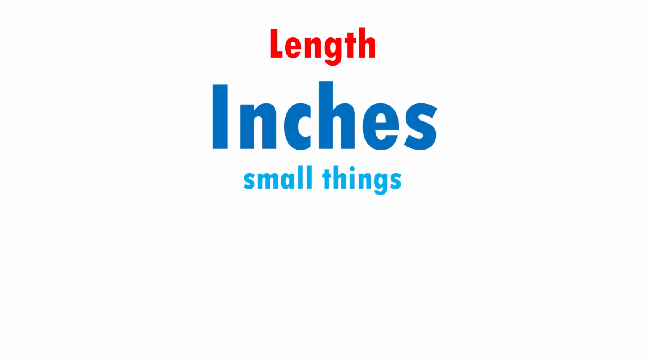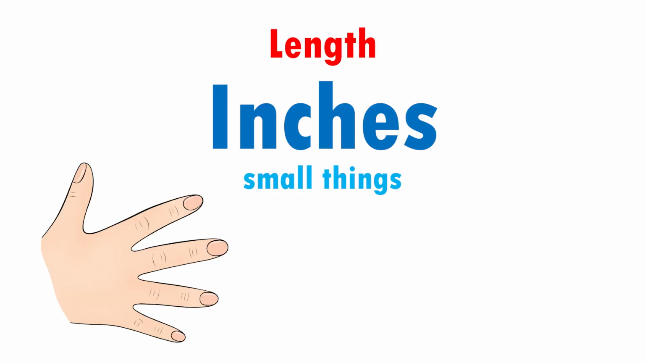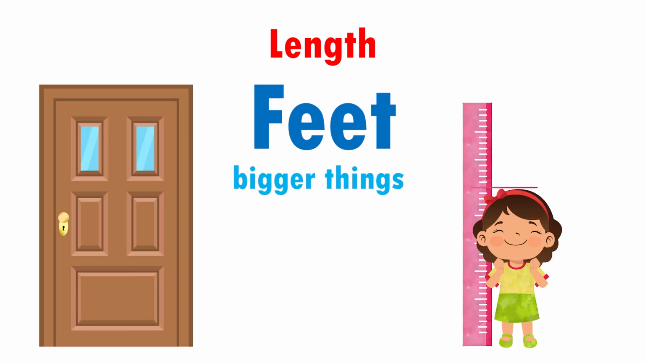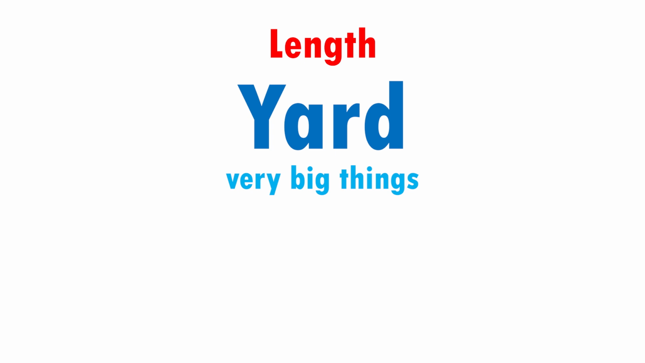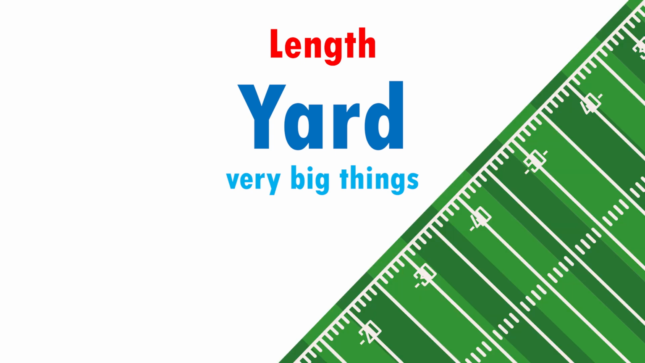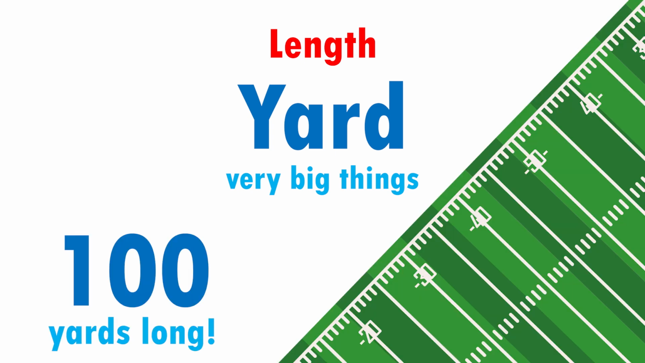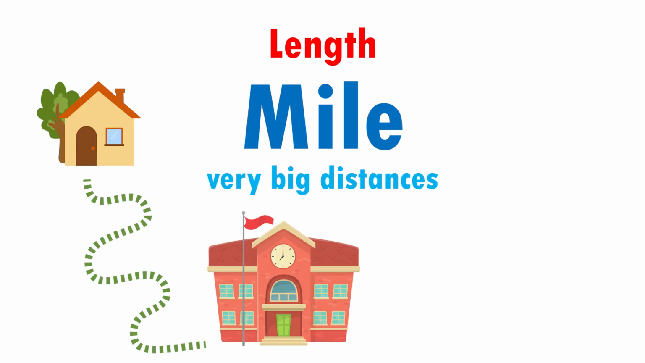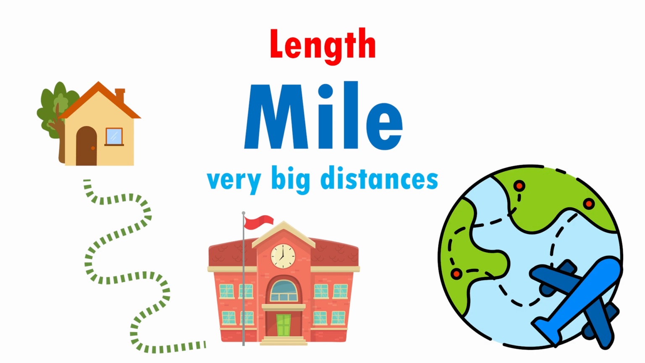Small things we measure in inches, like your finger or a paperclip. We measure bigger things in feet, like a door or the height of a person. Even bigger things in yards, like a football field. A football field is 100 yards long. And very big distances in miles, like from home to school, or even farther, like to another city.